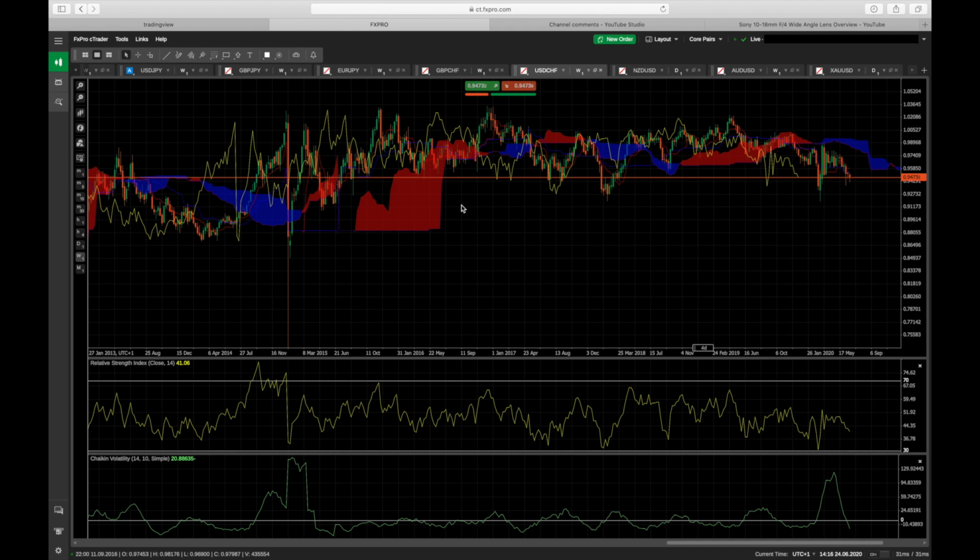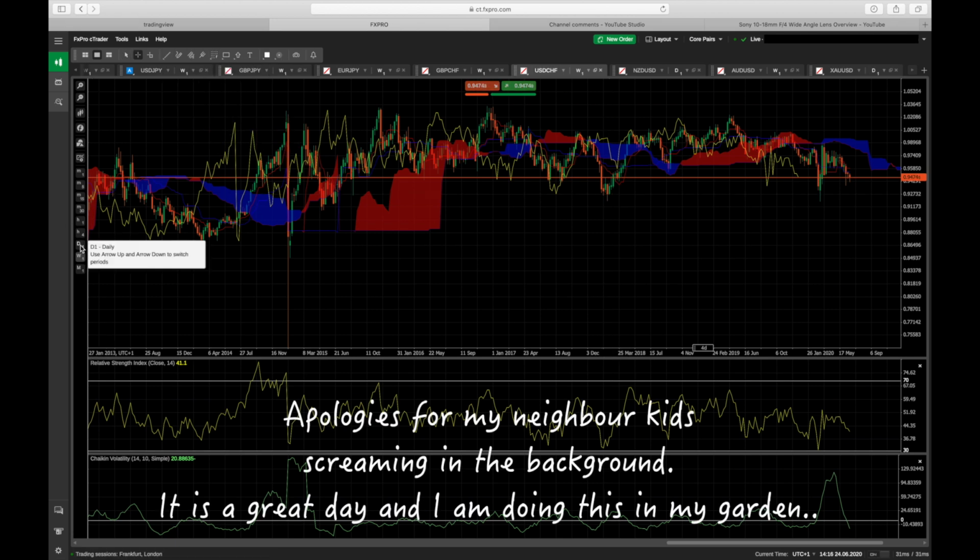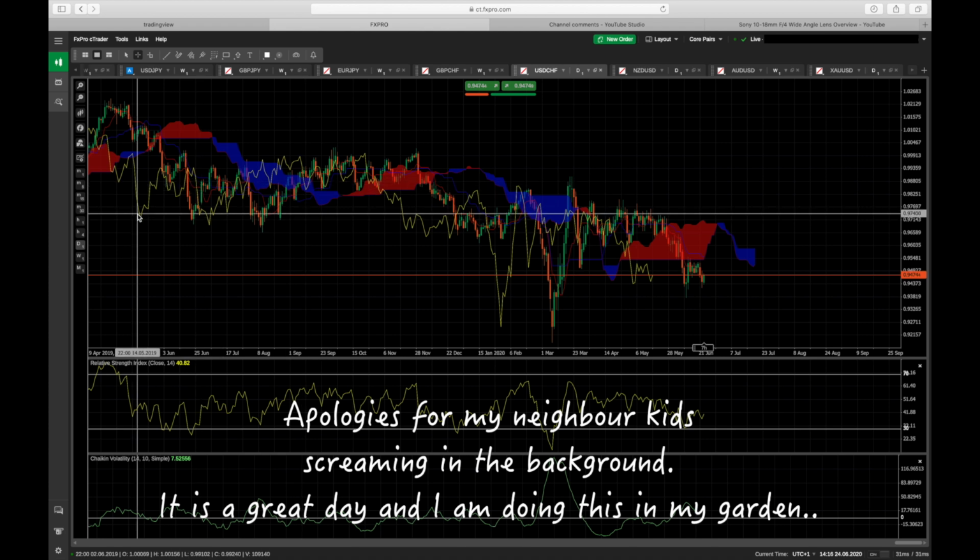So with this pair, it's just a simple approach I'm going to take to it. I'm just going to wait and see where price action will play between the 0.94 to the 0.92 level, because I'm expecting a pullback down to these levels here, these lows, the 0.92 lows. So let's just jump down to the daily to confirm that point.